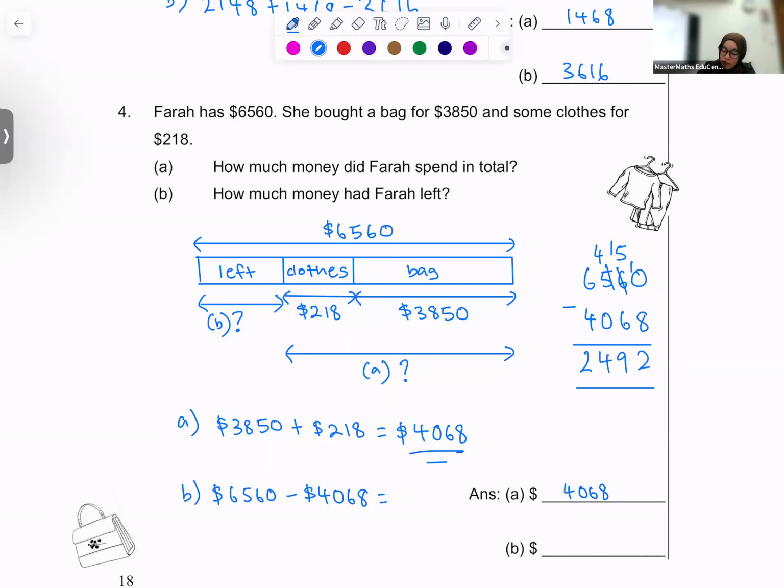Okay, everyone. So this is $2,492. Any questions for this or question 3? No questions? Okay, if not, you guys can go for your 5-minute break first. When you come back, we will continue with the next few word problems, okay? Okay, see you.